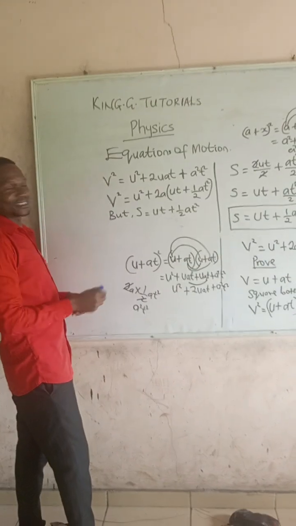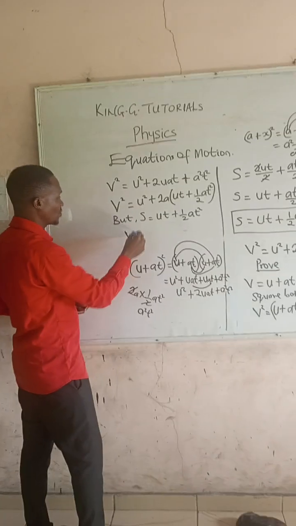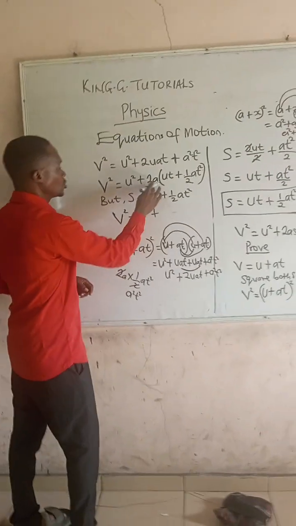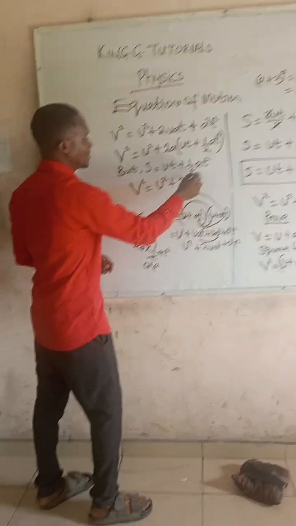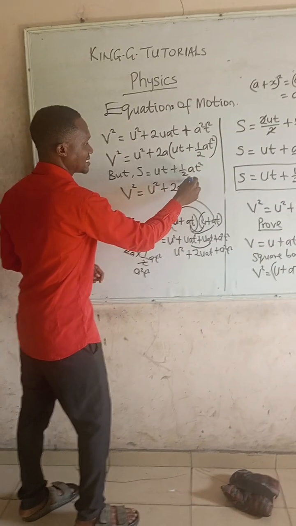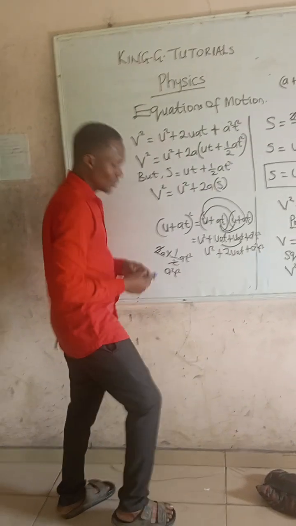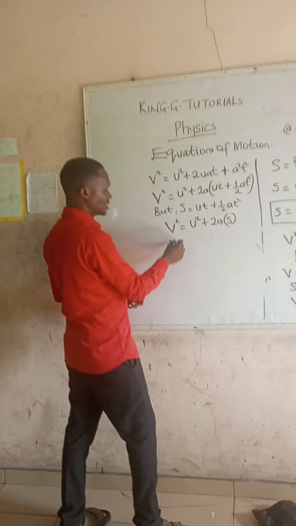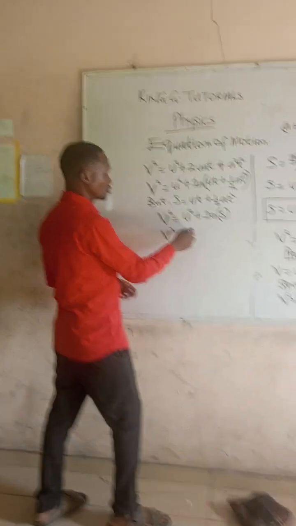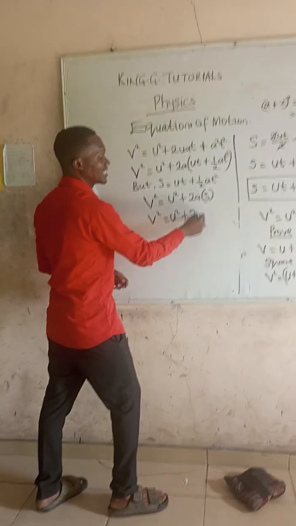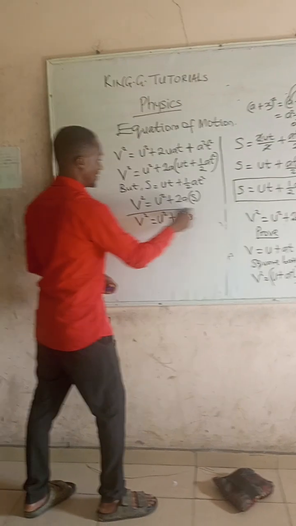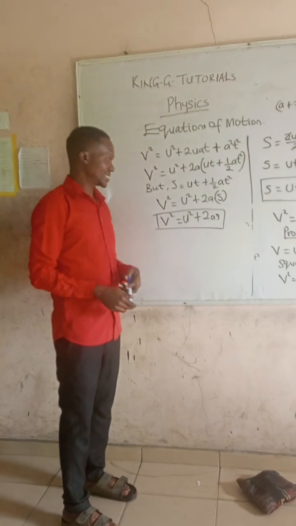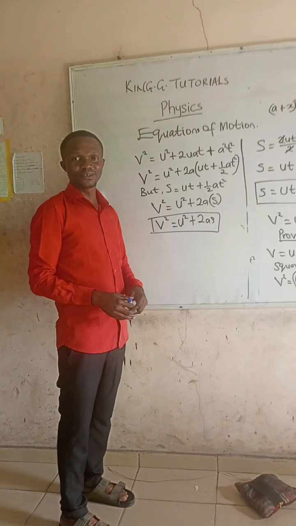So I have v squared equal to u squared plus 2a, then bracket open s. So this will give us what? Finally, v squared is equal to u squared plus 2as. Alright, you see, from our proof, we have seen that it is possible to prove these equations.